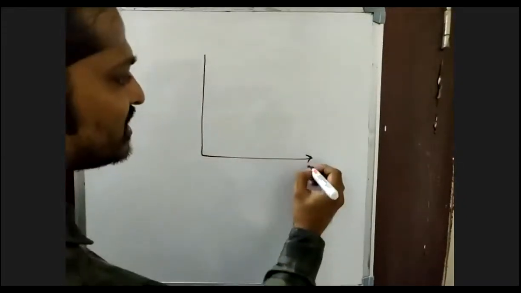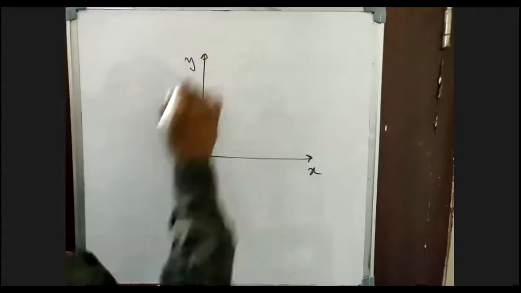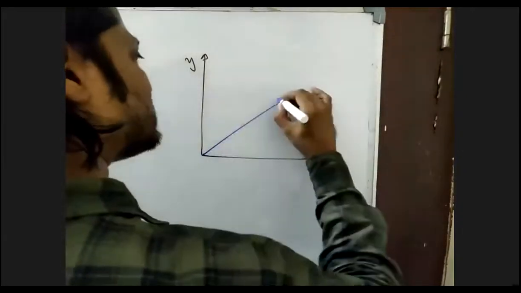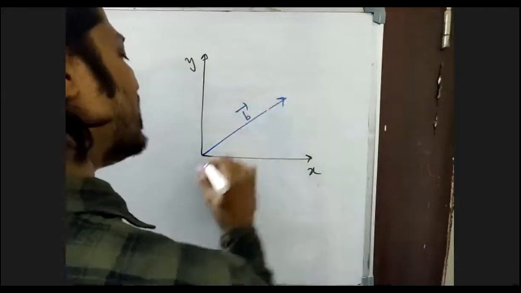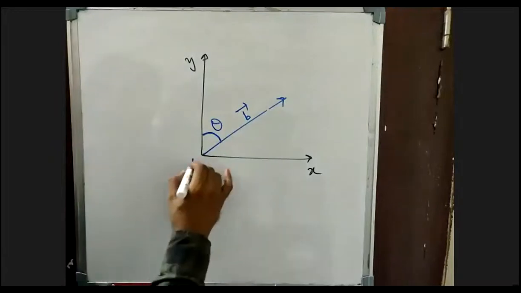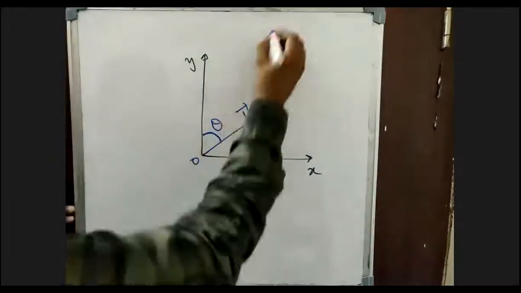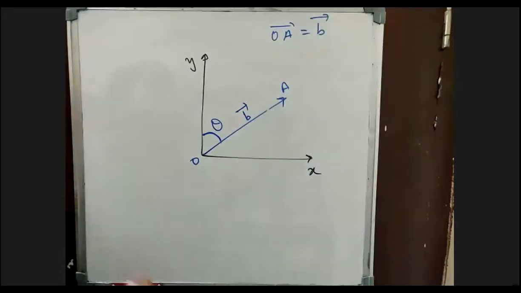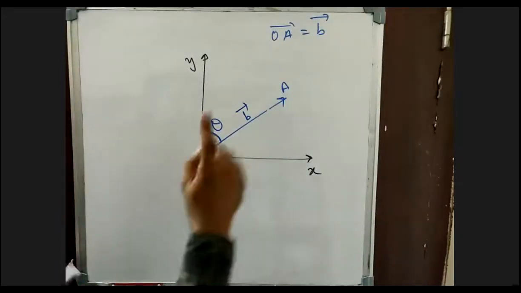Now say for example, this is your vector, this is your x-axis and this one is your y-axis. There is a vector right now. This is a vector, say for example, B bar. Now this is making an angle theta with your vertical. This is nothing but theta. This is O and this one is A. O to A bar is equal to how much for me? Vector B bar. Now I have taken the theta with the vertical.